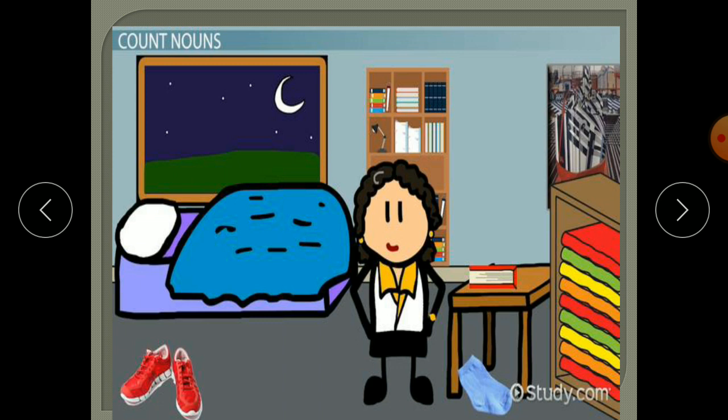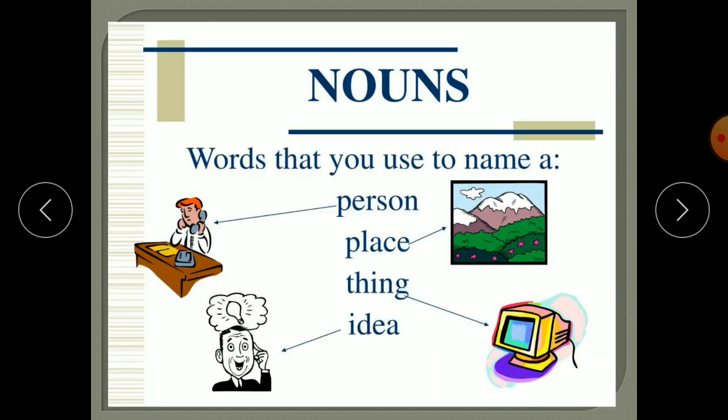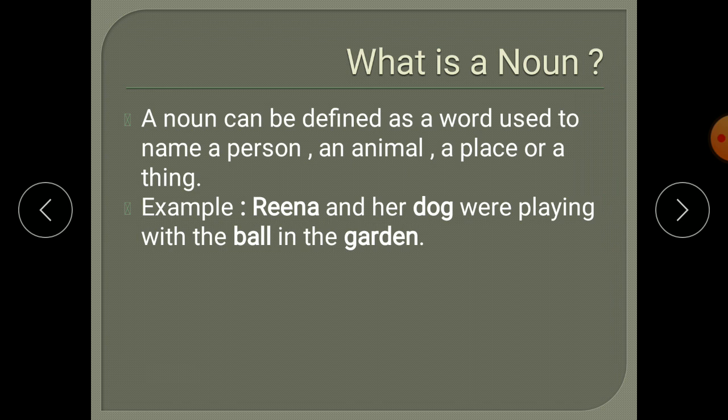So, all the things which we see all around us are the nouns. We can say that they are words used to name a person, place, thing, or idea. They are the nouns. Now, let's read the definition of noun. A noun can be defined as a word used to name a person, an animal, a place, or a thing.